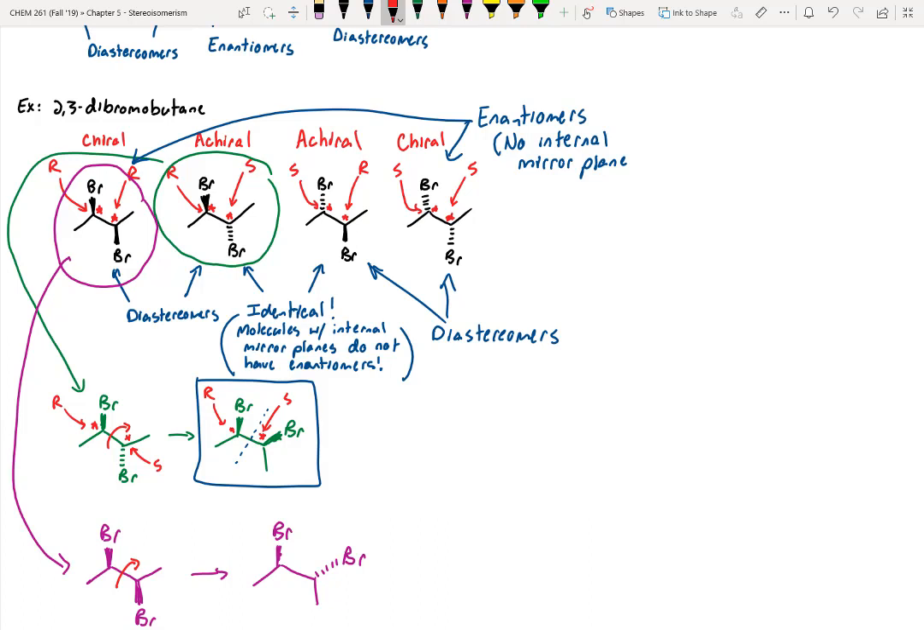Only 3, right? Even though we drew 4, 2 of the 4 were identical. So we could draw 4, but it's just kind of wasting our time. Sometimes you have to draw them out, though, before you can spot those identical matches.